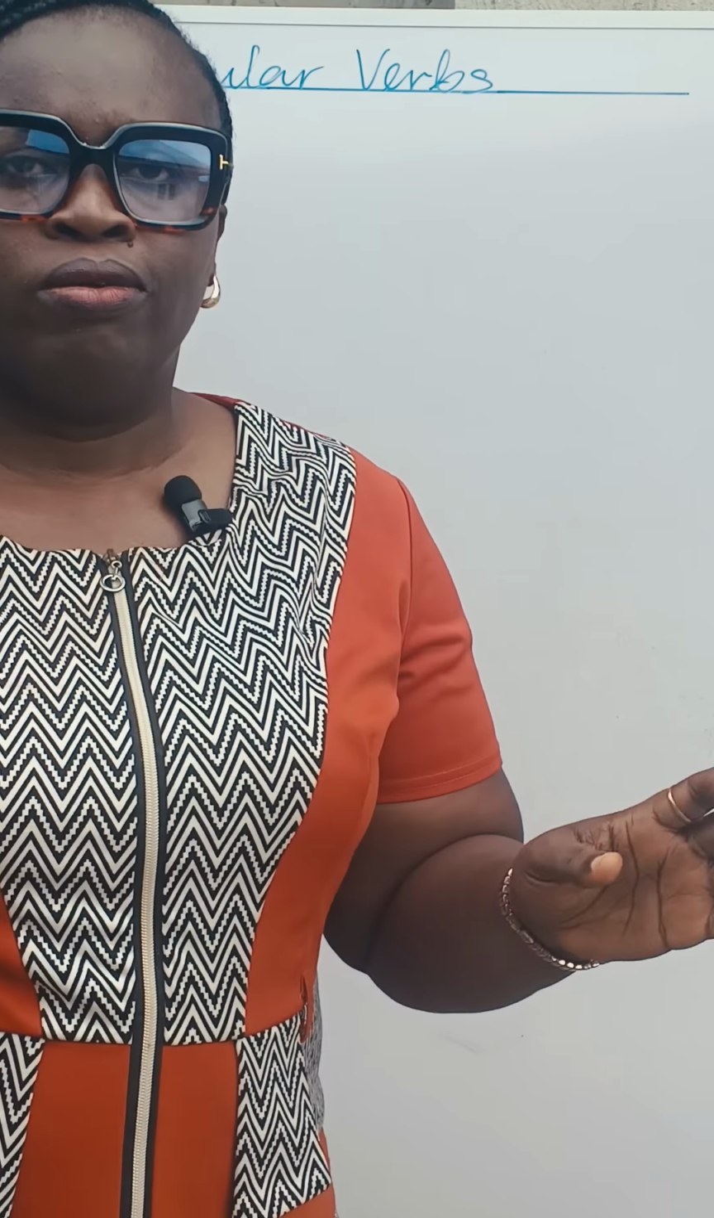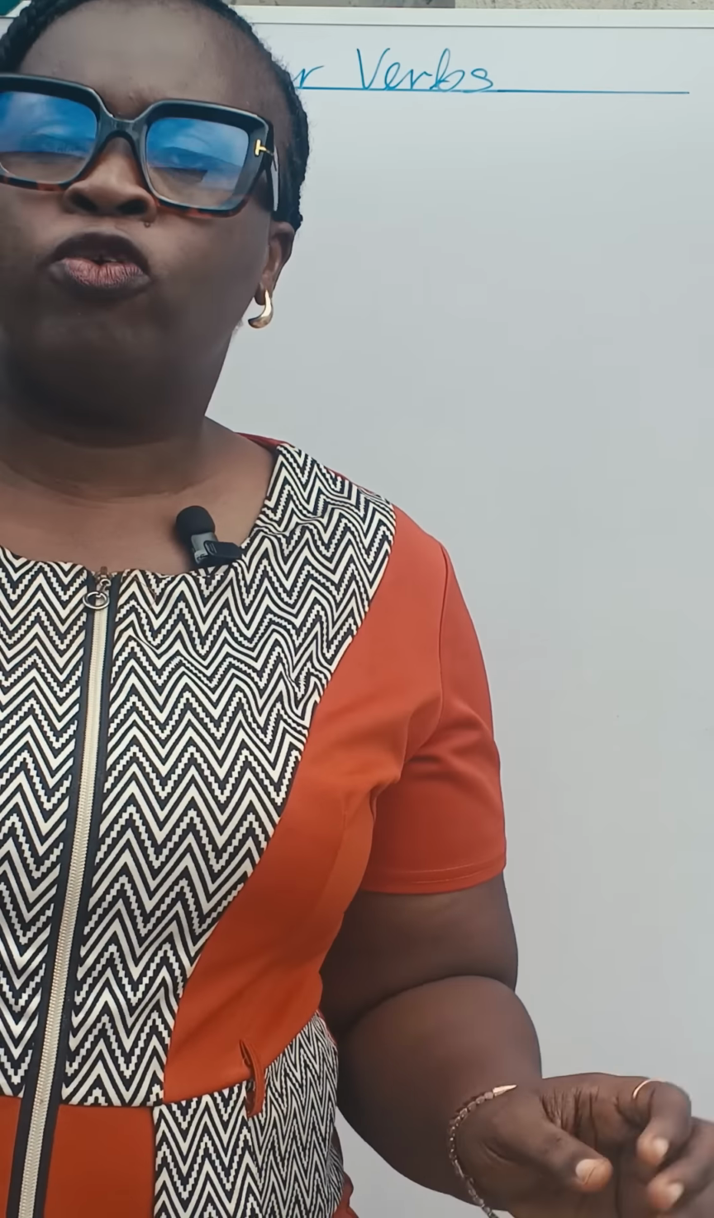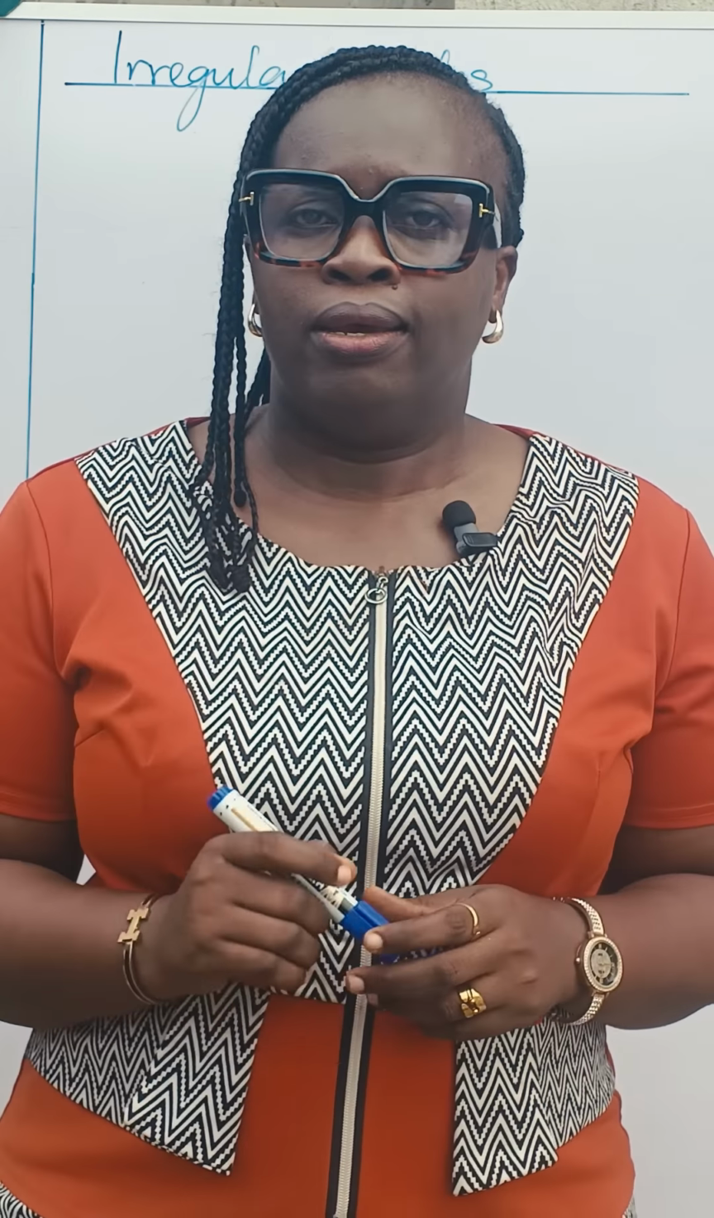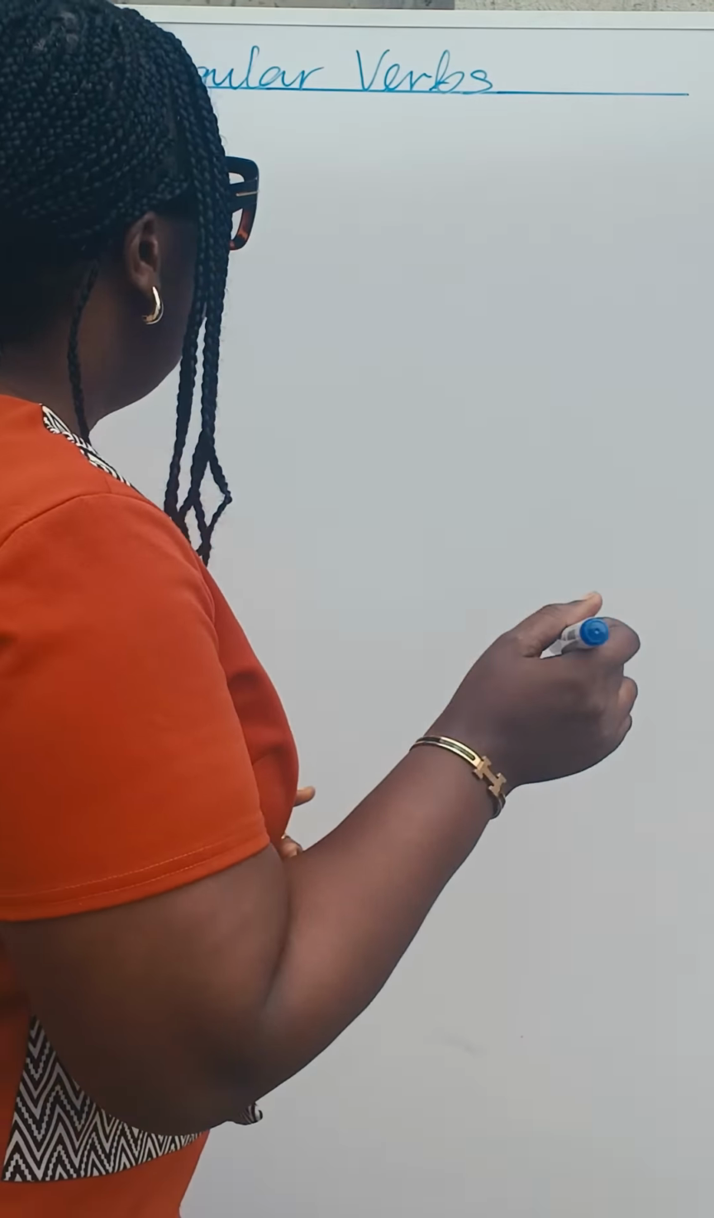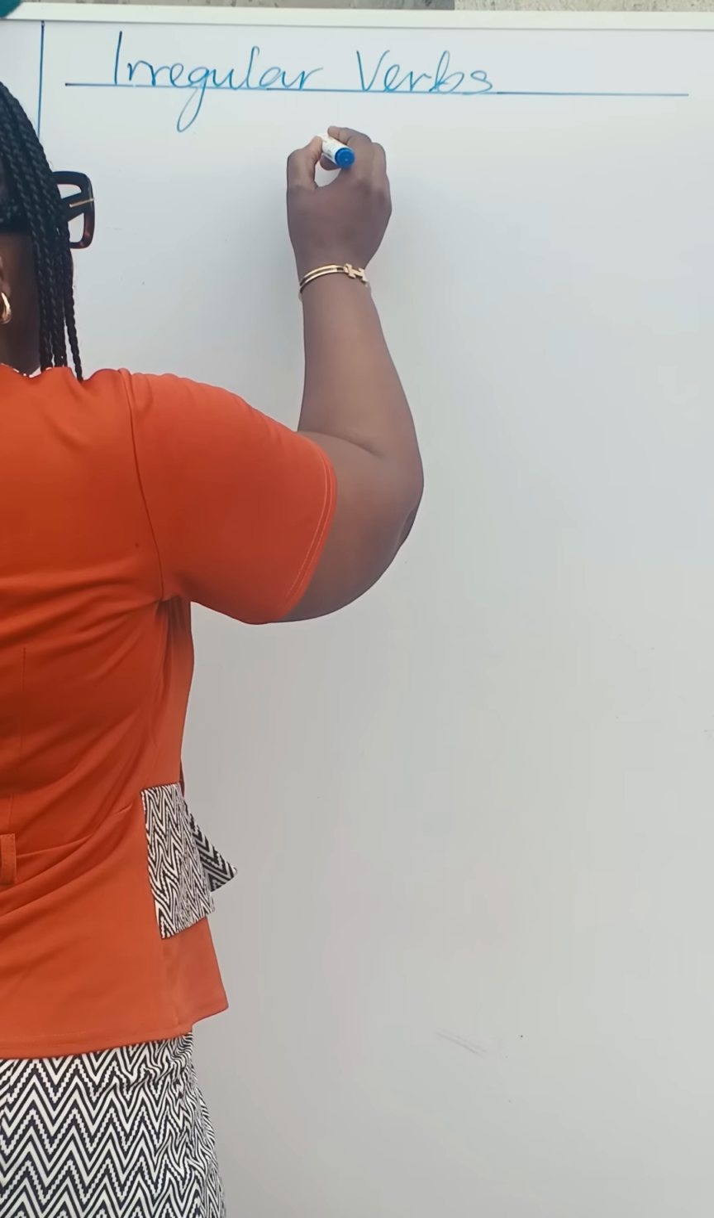Once again, we are going to look at irregular verbs. Now, what is an irregular verb? An irregular verb is a verb that does not follow the rules of grammar. Yes, an irregular verb is a verb that doesn't follow the rules of grammar.